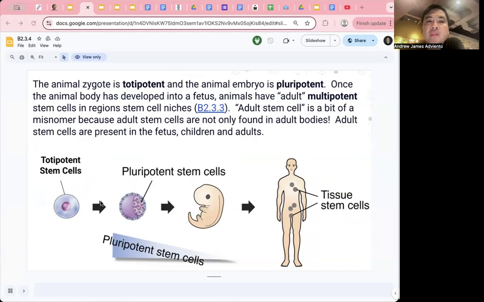This time is the totipotent, pluripotent, and multipotent stem cells in animals. Unlike plants, animals have more restricted stem cell types. First, totipotent in animals: only the zygote, the fertilized egg, is truly totipotent. Next, pluripotent in animals, found in early embryos, giving rise to all body tissues. And lastly, multipotent in animals, found in adult tissues. Examples are bone marrow, brain, and skin, responsible for repair and regeneration.